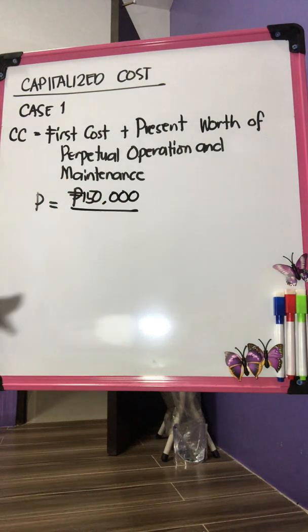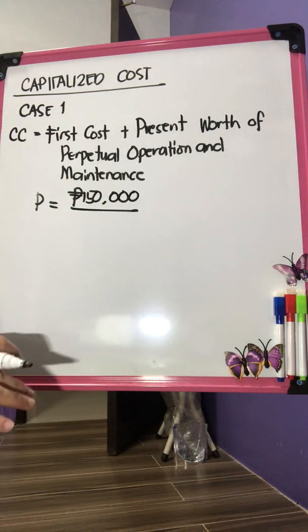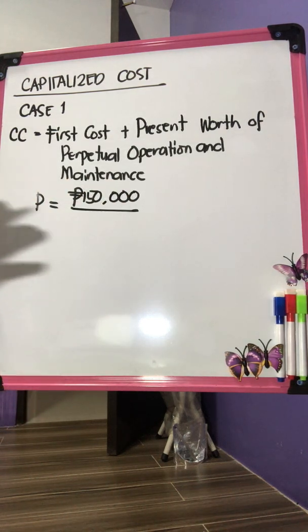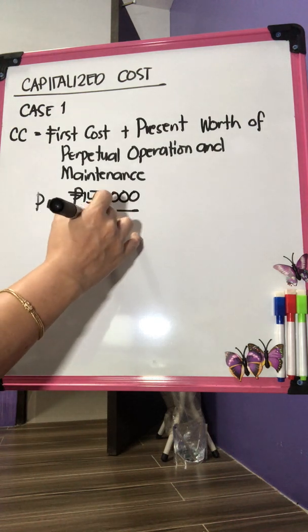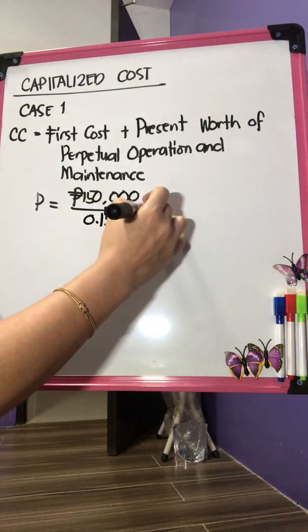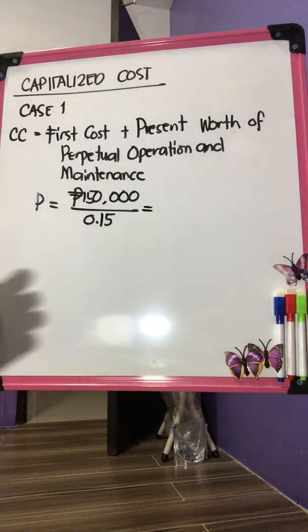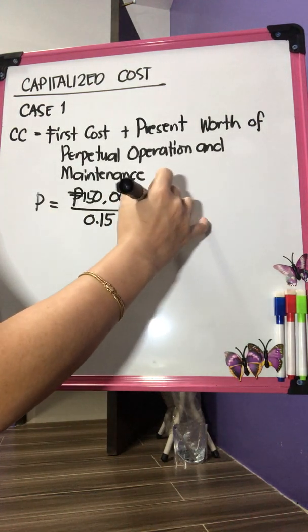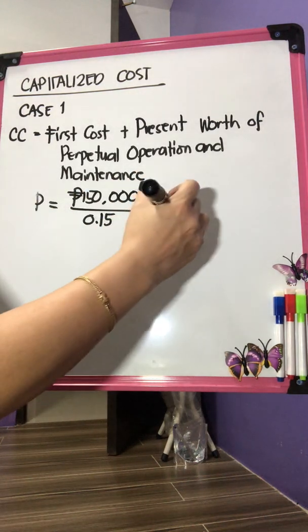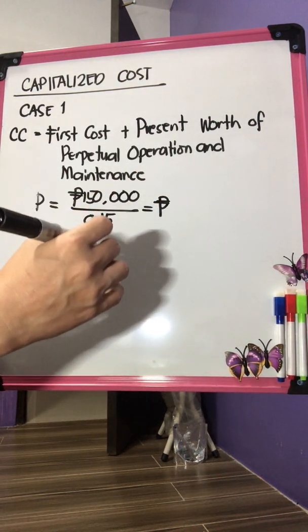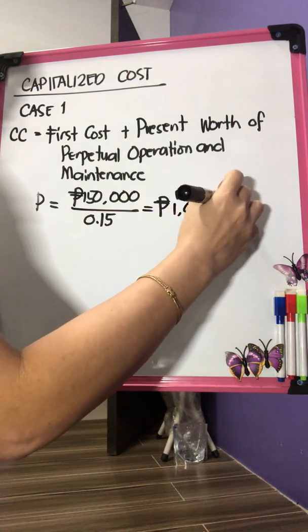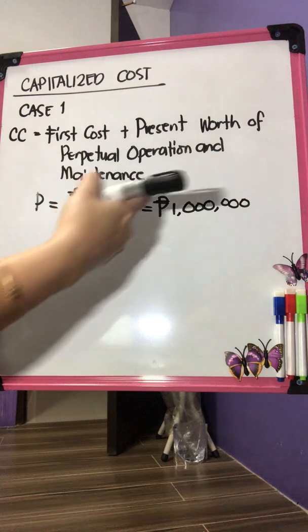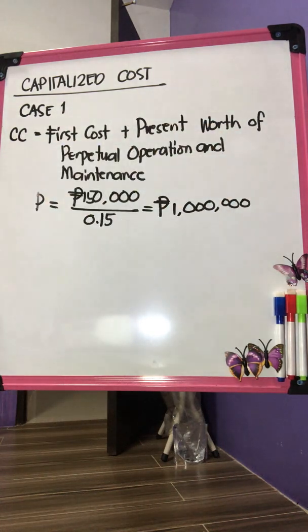And then, di ba, with perpetuity, annuity all over the interest. Since ito ay annual naman, and then yung rate of interest natin is 15%, it should be divided by 0.15. So, makukuha nating P dito, or yung present worth ng ating maintenance is equal to 1 million pesos. Okay? So, yun na yun. Yun na yung ating present worth of perpetual operation and maintenance.